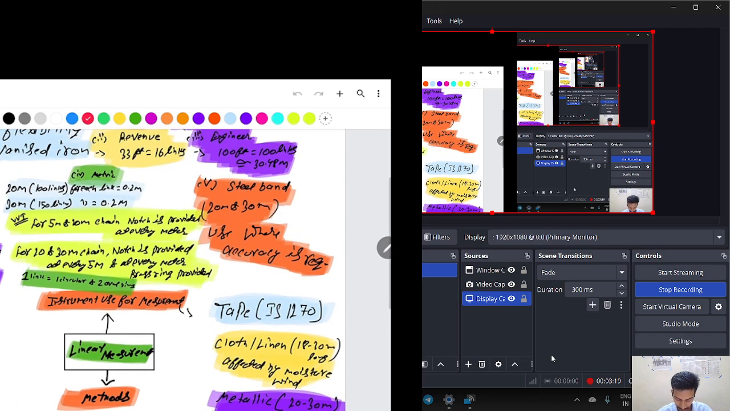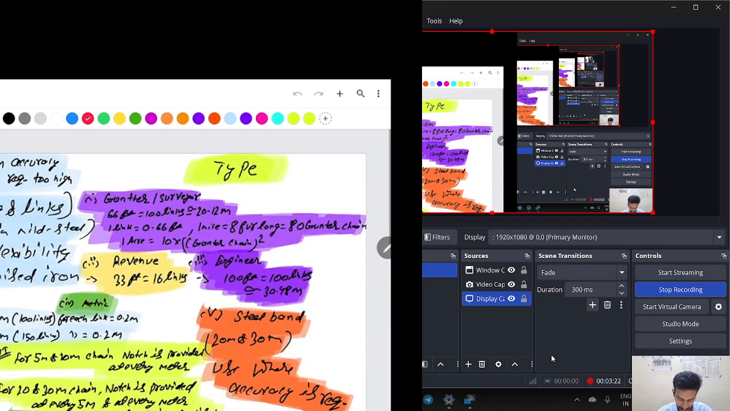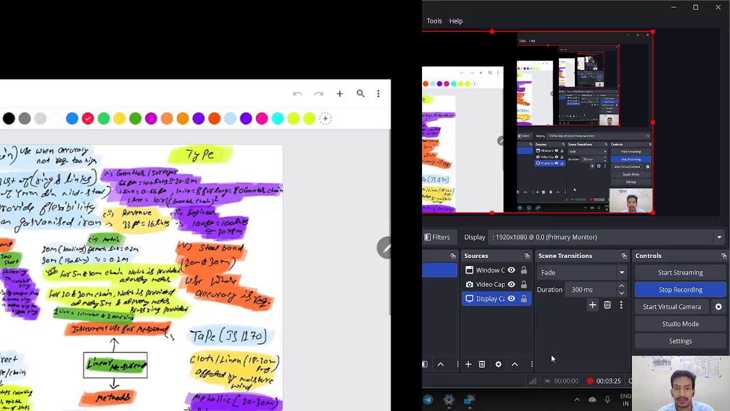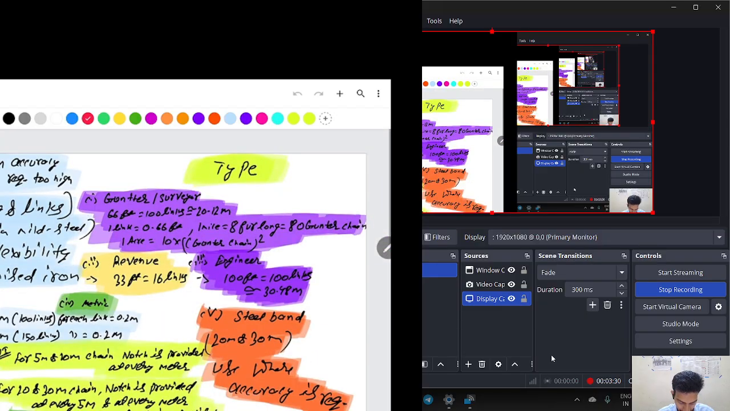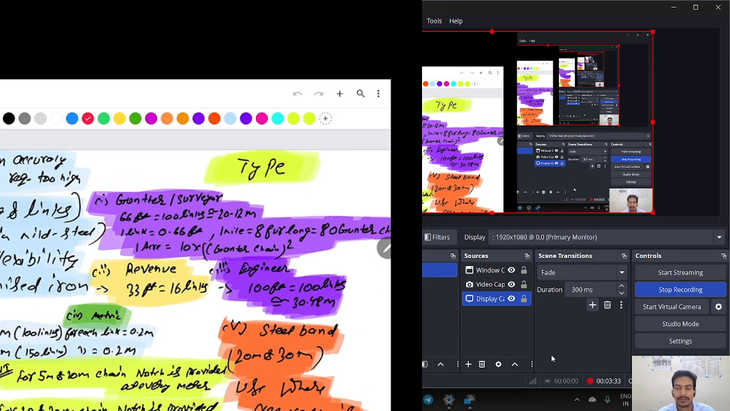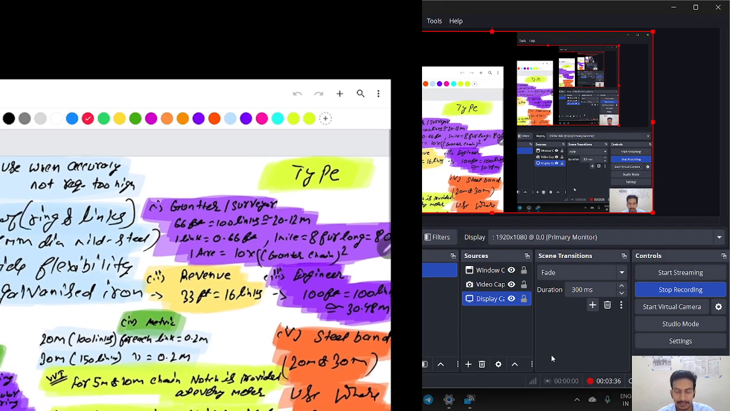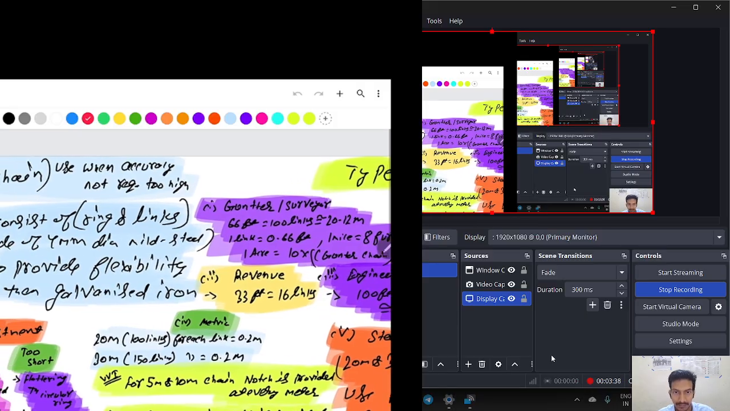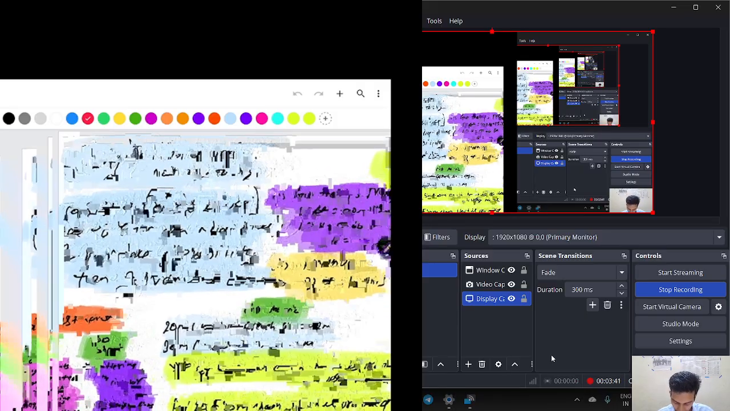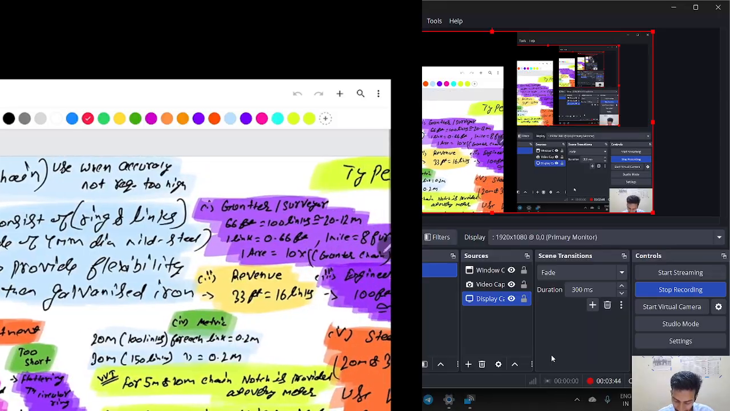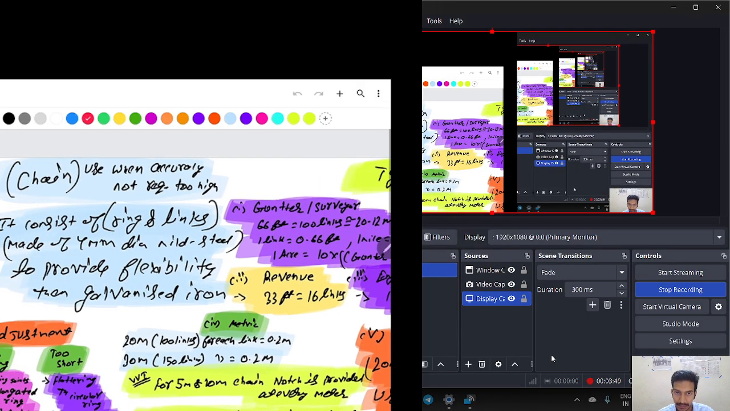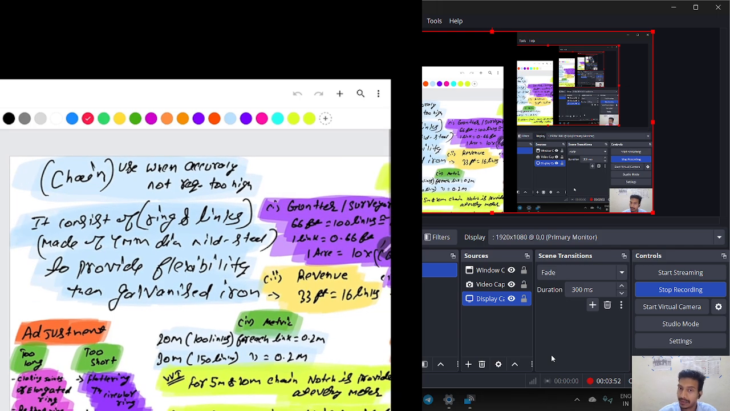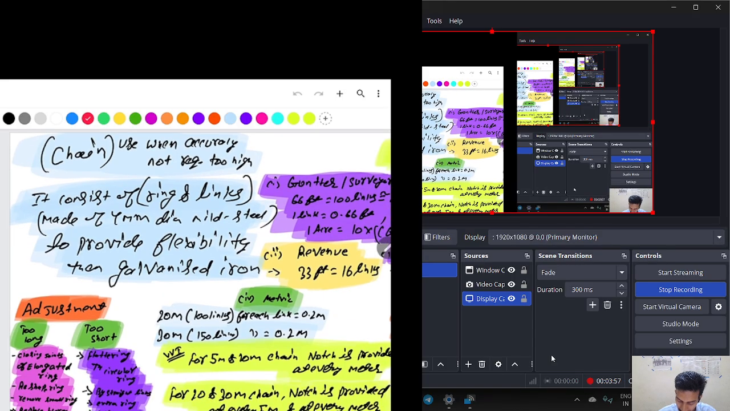Now we will discuss the instruments for direct measurement. Like there is a chain. What is a chain? The chain is used when accuracy is not required too high. When we use a chain, we don't require high accuracy, then we usually do it with a chain.